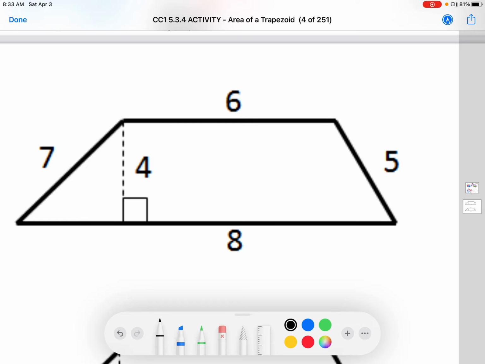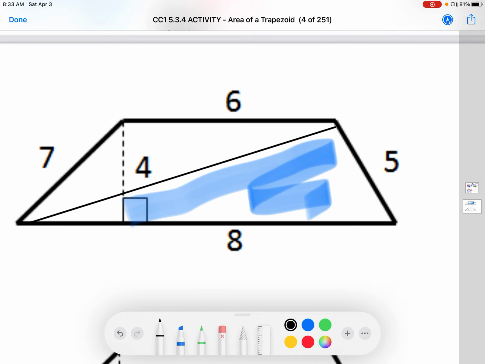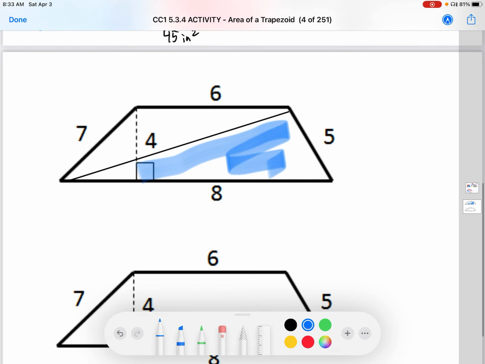Right? So here we go. Let's go this way. All right, there's my triangle. We got a blue triangle right here. Let's find the area of that triangle. Area equals base times height divided by 2. Base is 8. Height is 4. 8 times 4 is 32. Divided by 2, which is 16. And we just have to call it square units, right?